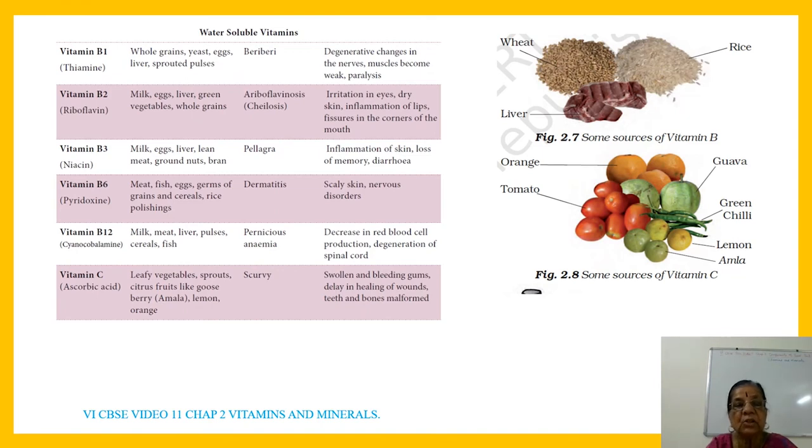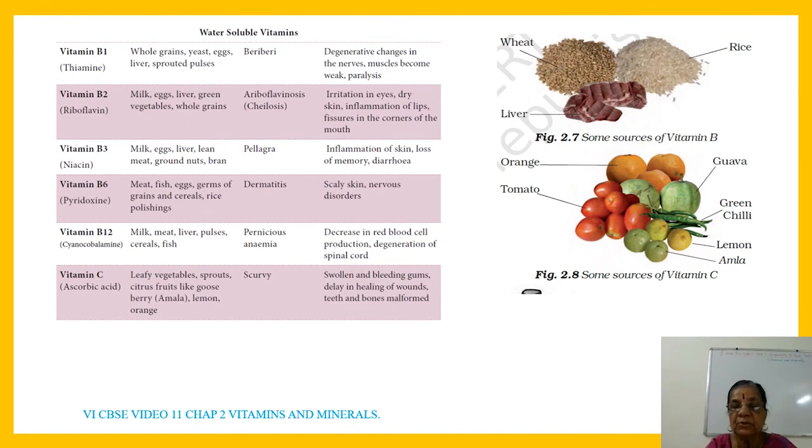orange. And it causes scurvy. Scurvy is when the gums hurt. Swollen and bleeding gums, delay in healing of wound, teeth and bones malformed. This is a water soluble vitamin.